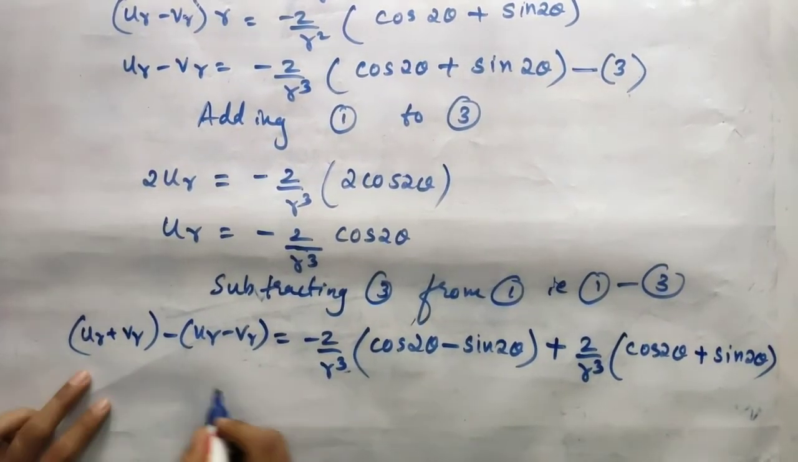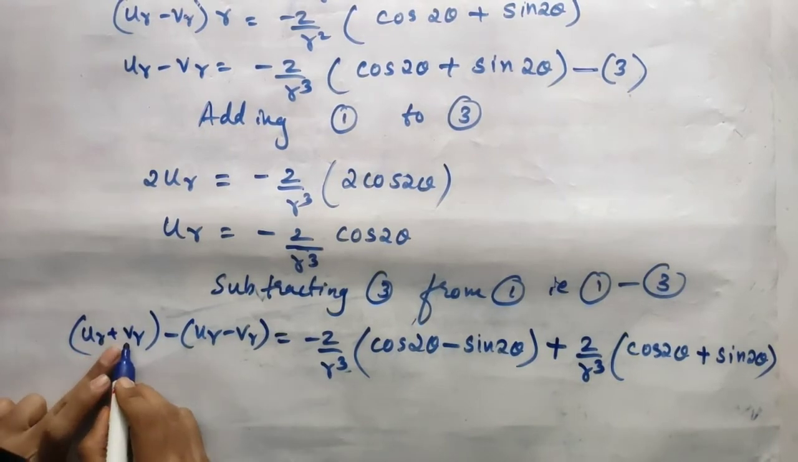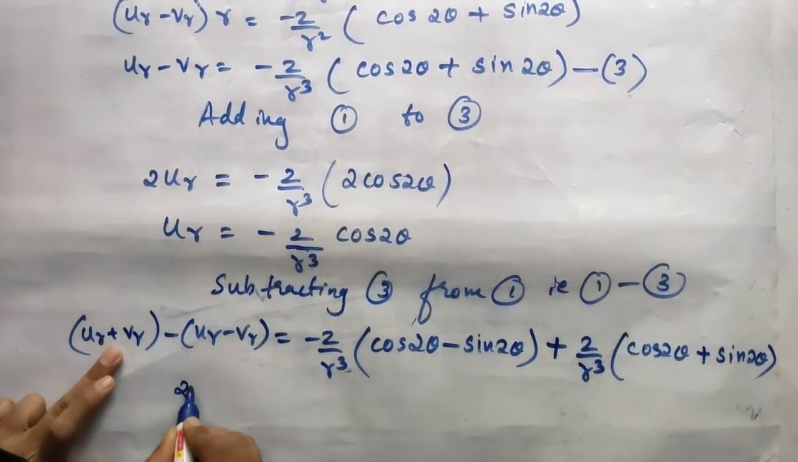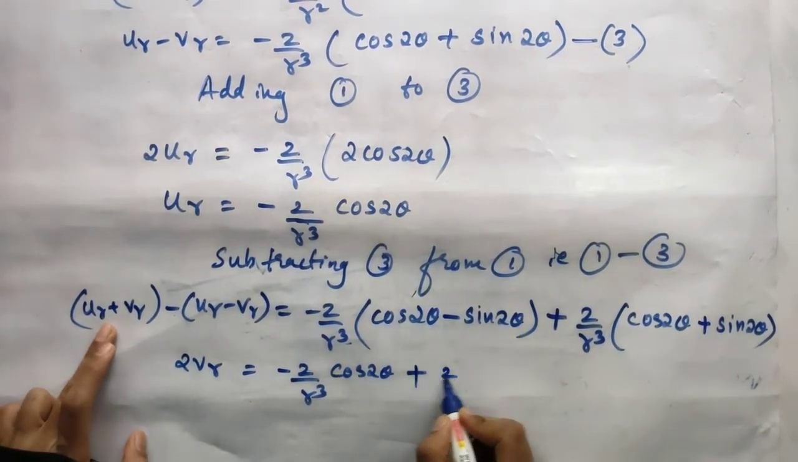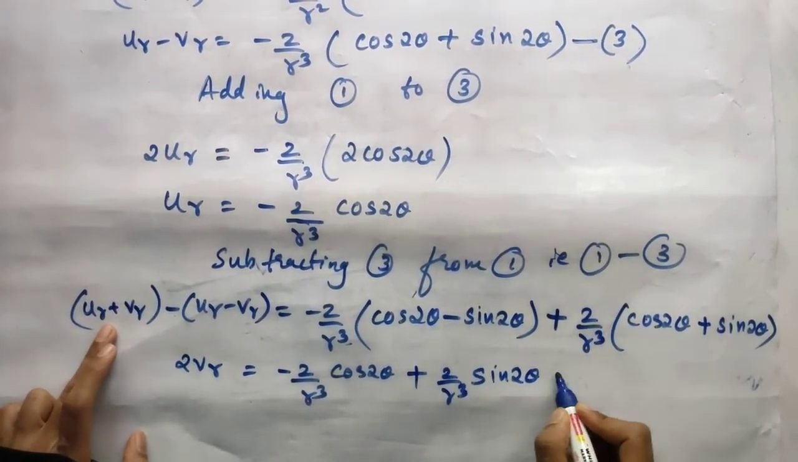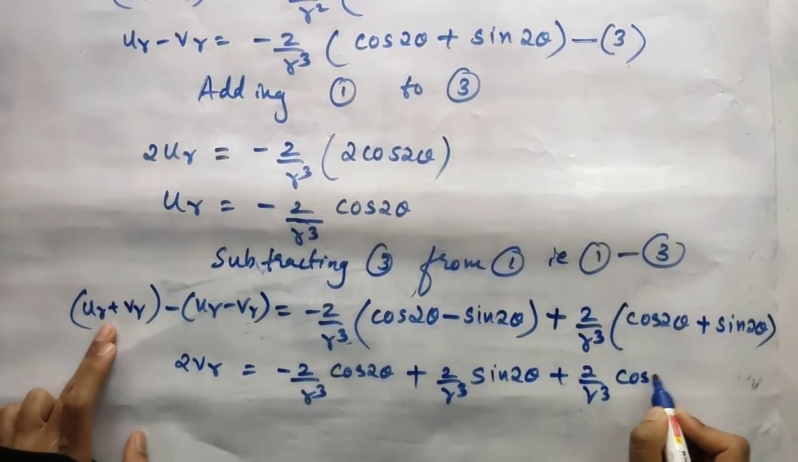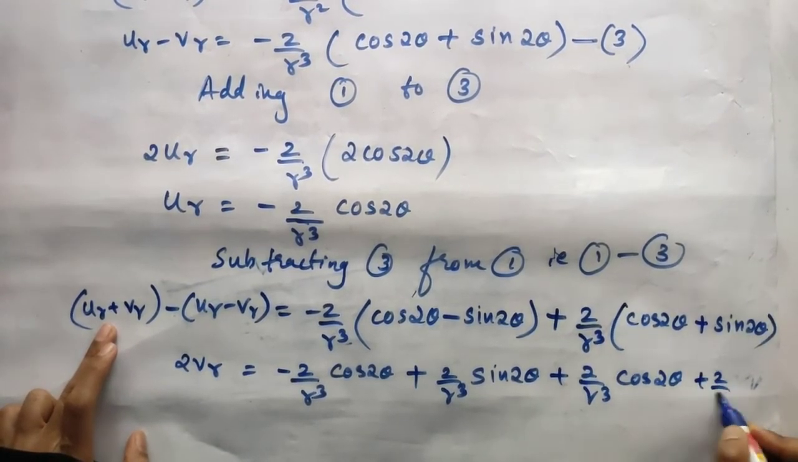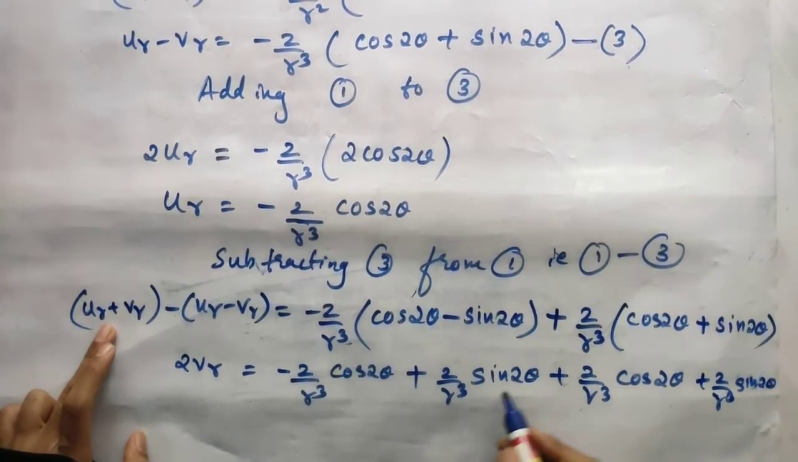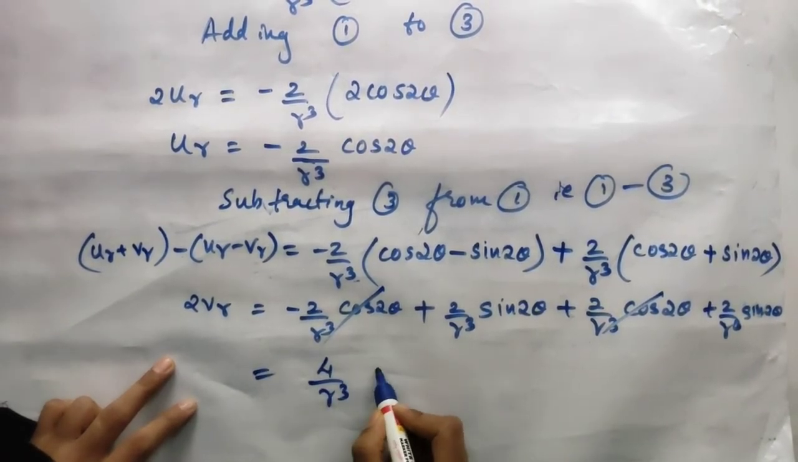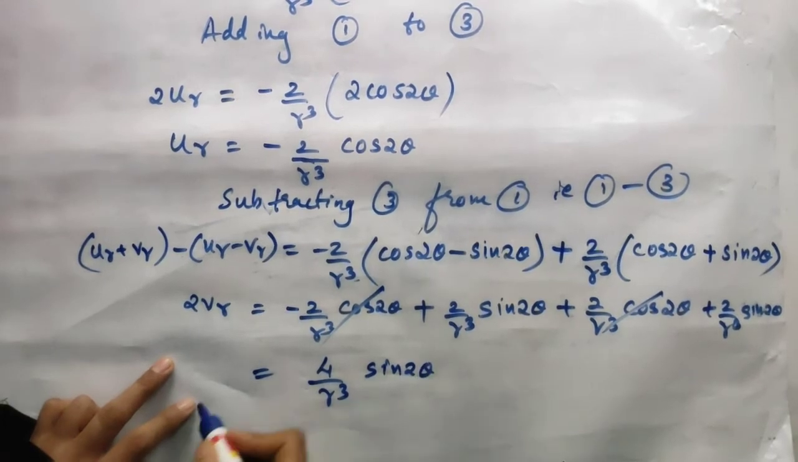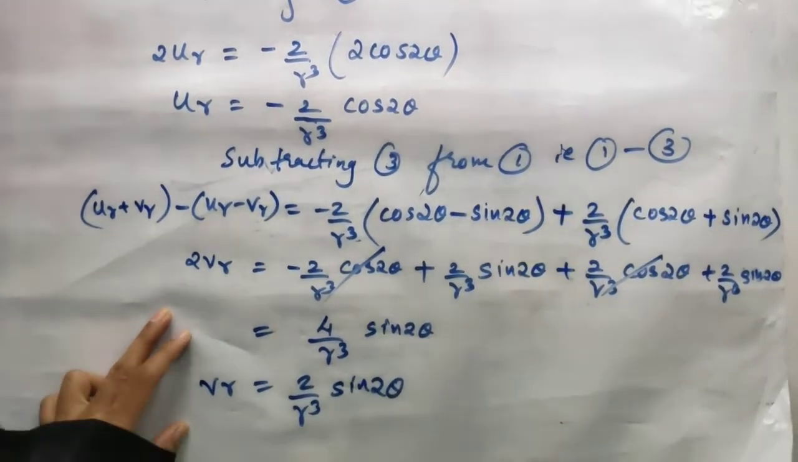Okay. Now UR minus UR gets cancelled, plus VR minus of minus plus VR. So it will be 2 times VR is equal to minus 2 by r cube cos 2 theta minus of minus plus 2 by r cube sin 2 theta plus 2 by r cube cos 2 theta minus plus 2 by r cube sin 2 theta. Now this term and this term get cancelled. You will get 4 by r cube sin 2 theta. Or you can further simplify VR as 2 by r cube sin 2 theta. This is what you get as VR.